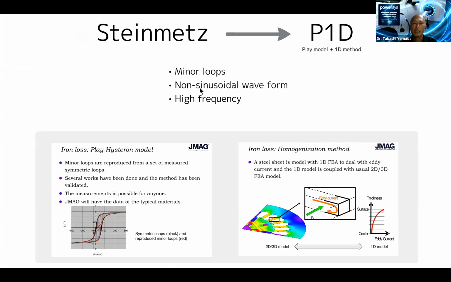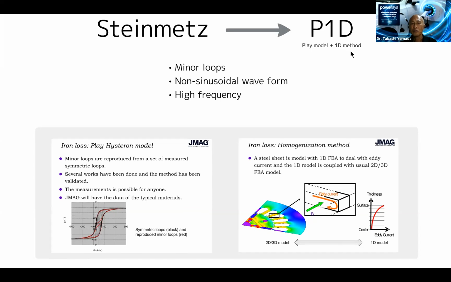The problem was this classical approach. It is good, but it cannot deal with minor loops. It also cannot deal with non-sinusoidal waveforms. And it has a limitation in frequency. But these three items are critical for today's advanced machines. You have PWM and lots of higher harmonics in a machine, so you cannot neglect this. To deal with this, we introduced this.